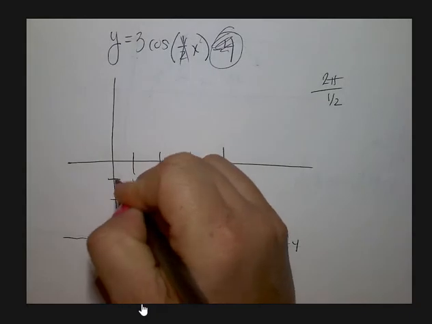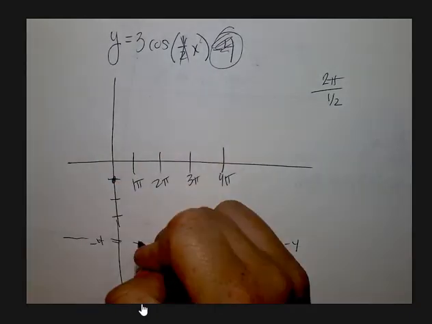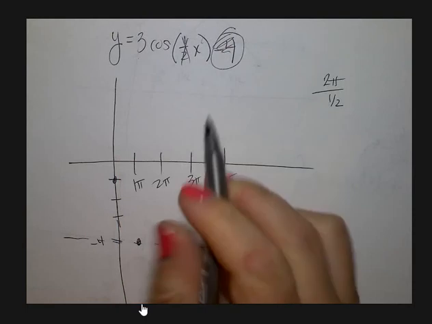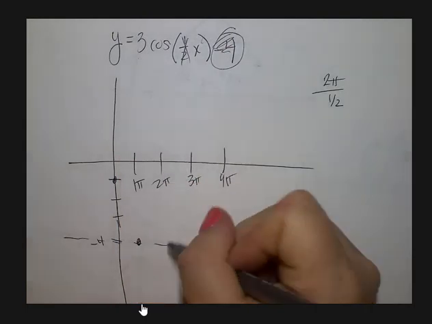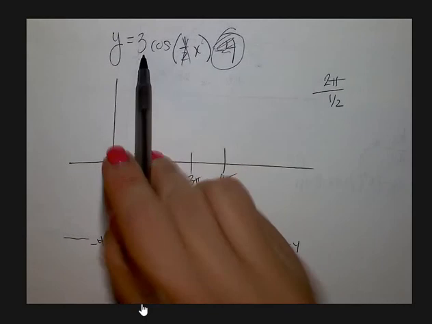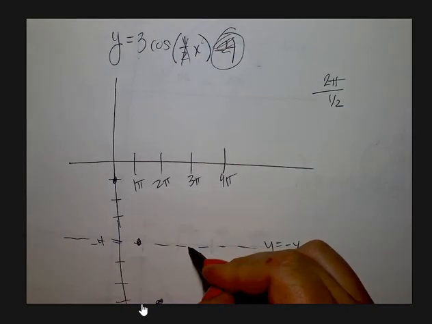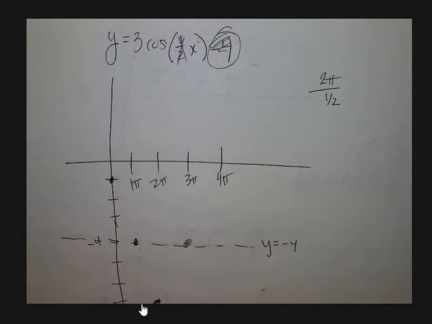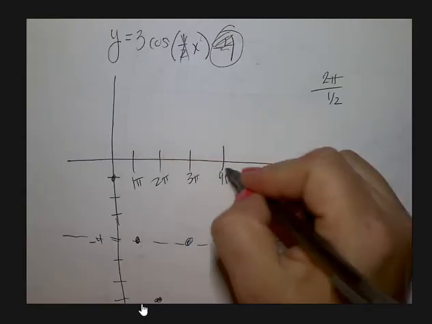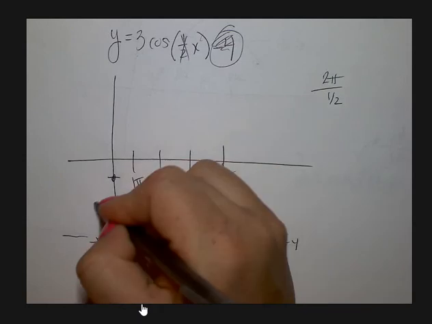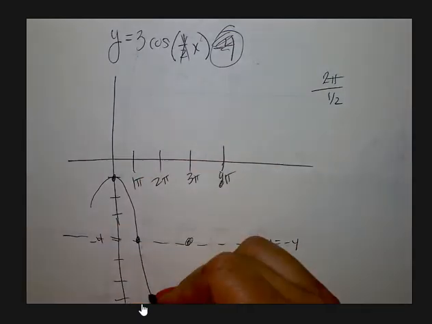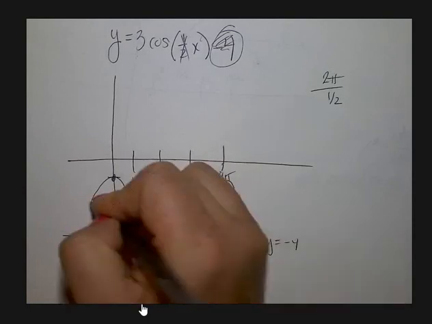1, 2, 3. Now go to pi over 2. At pi over 2, what is the cosine? 0 times 3 is 0. Go to pi. What is the cosine? Negative 1 times 3 is negative 3. 1, 2, 3. Go to 3 pi over 2. Cosine. And go to 2 pi. 1 times 3 is 3. Remember, this is not a V. This is a curve. Arrows at both ends.